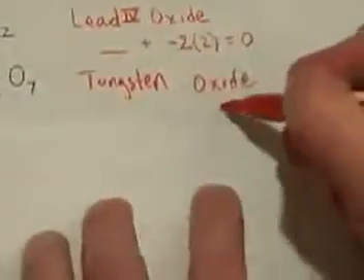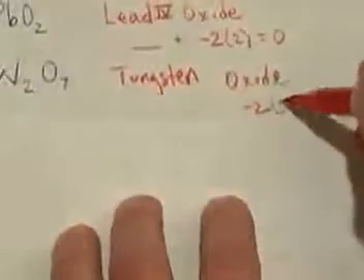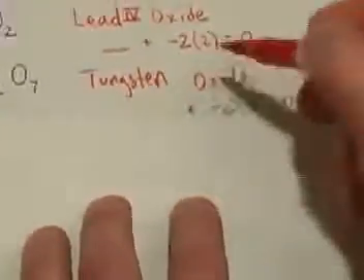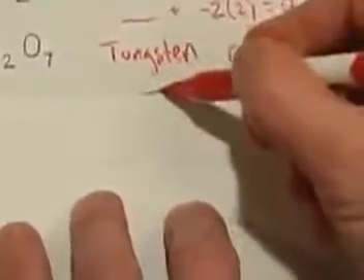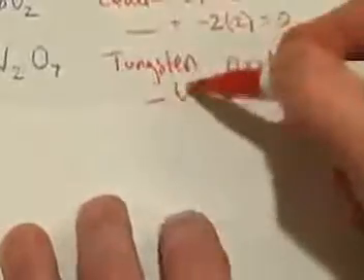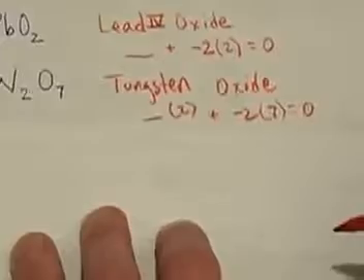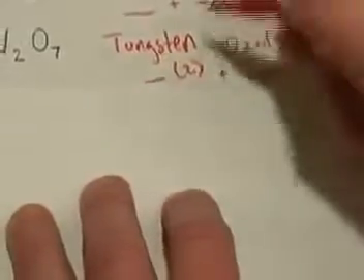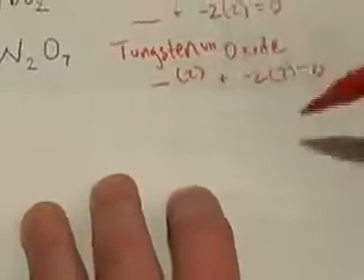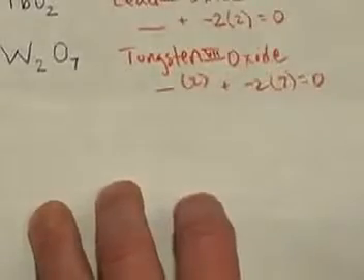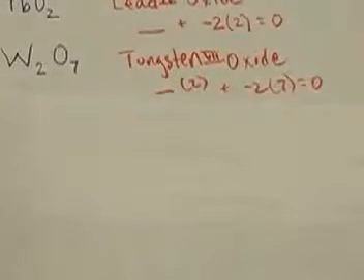So we've got -2 times 7, because there are 7 of them, plus whatever tungsten's charge is times 2, because notice there's 2 of them, equals 0. So some number times 2 plus -14 is equal to 0. That means tungsten must be 7. Oh my gosh, yes, tungsten 7 oxide, as a matter of fact, is the name. Tungsten 7 oxide. That one's kind of tricky.